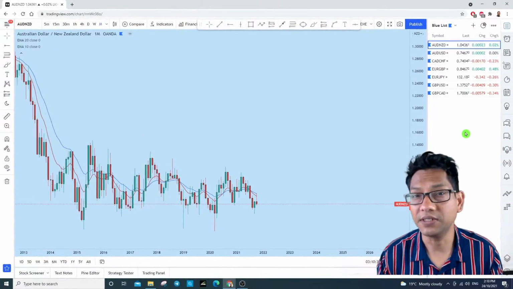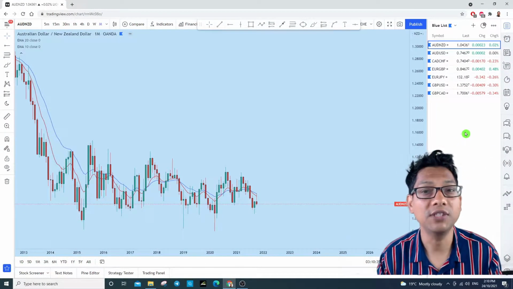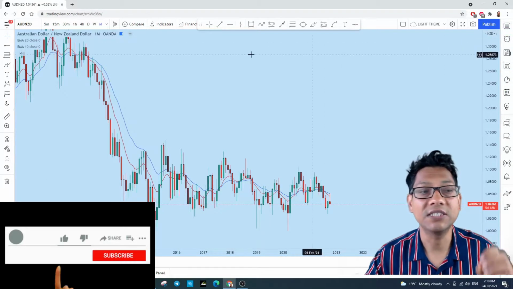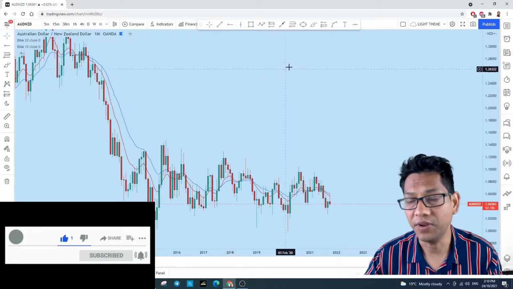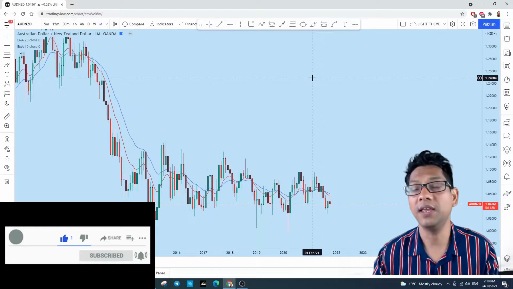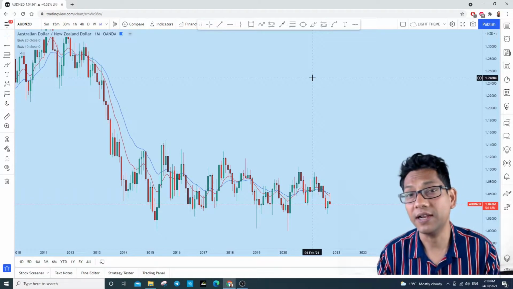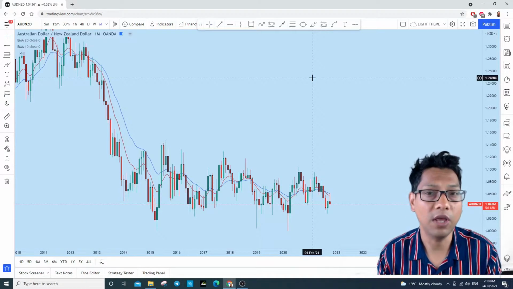The first currency pair that we will be looking to analyze today is AUDNZD. First, let's start with the monthly time frame, because the monthly, weekly or higher time frames will give you a clear direction in the market, removing all the noise from the lower time frames.